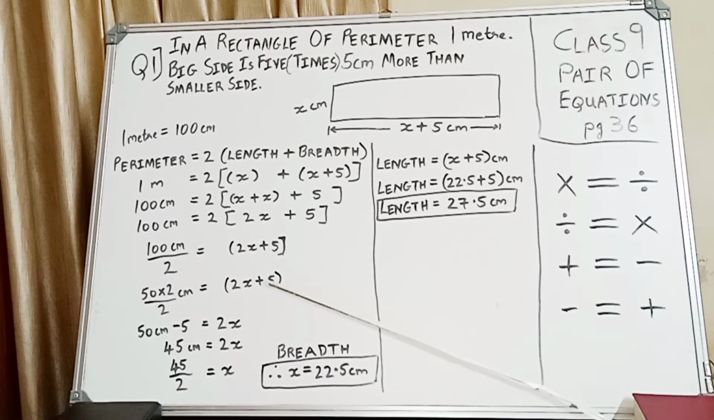Okay, when this plus 5 goes to the opposite side, it will become minus 5 and this 2x is carried forward. Now 2 into x, when it goes to the opposite side, it will become division. When 50 is minus 5, you will get 45, and this multiplication, when it goes to the opposite side, it will become division. So 45 divided by 2, you will get 22.5. Now you have got the breadth. Now the length is x plus 5. So you substitute this 22.5 over here plus 5, you will get length as 27.5 centimeter.